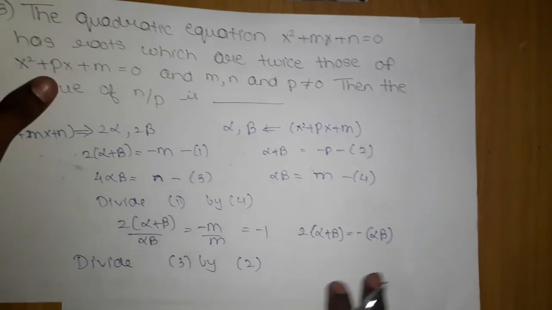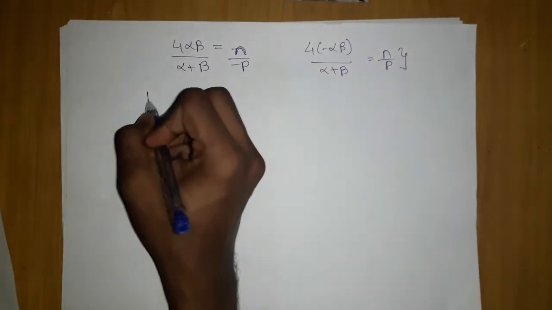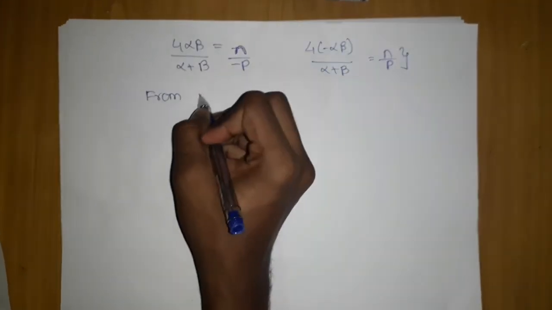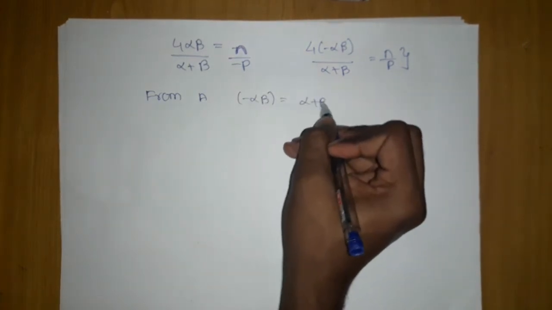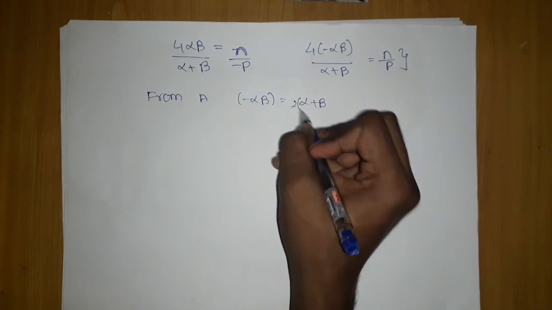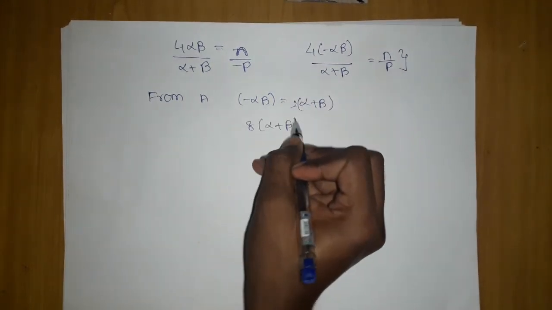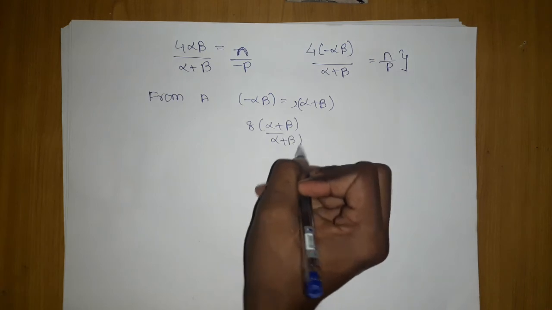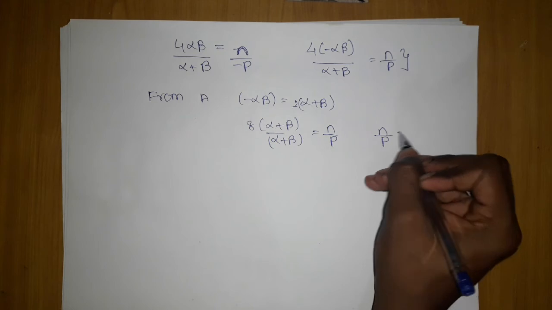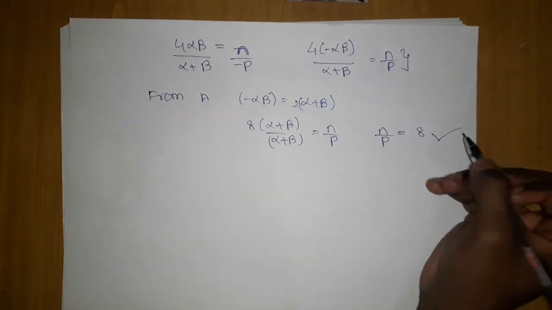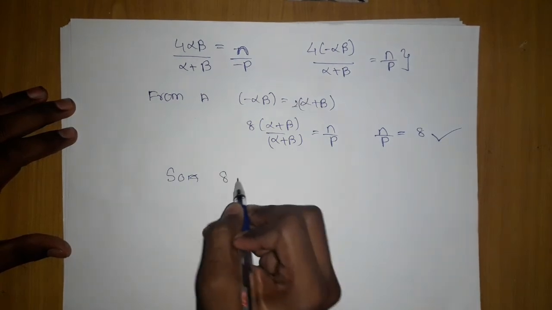But if you remember from this, let me call it a. So from a we can write minus alpha into beta as 2 into alpha plus beta. So if I put this value here, I will get 8 alpha plus beta upon alpha plus beta, which will simplify my problem, giving me in the end n by p is equal to 8. So I got the value. 8 is the answer.